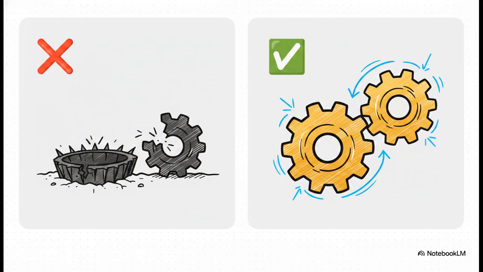The second error is forgetting your subject agreement. She have finished is a total trap because she requires has. So the correct sentence is she has finished. Always, always double-check your helper verb and your past participle.